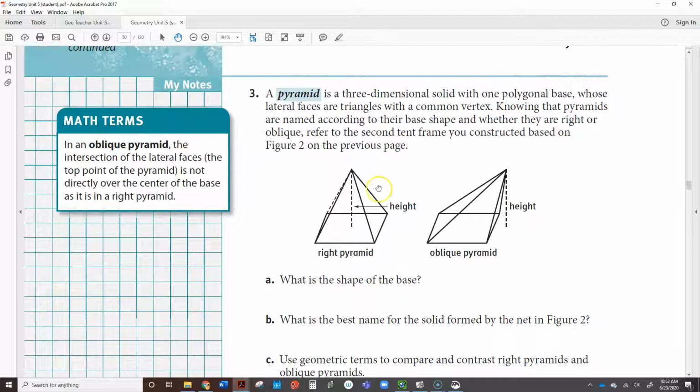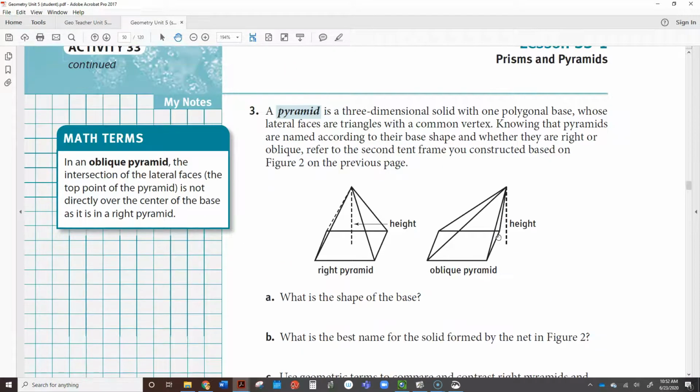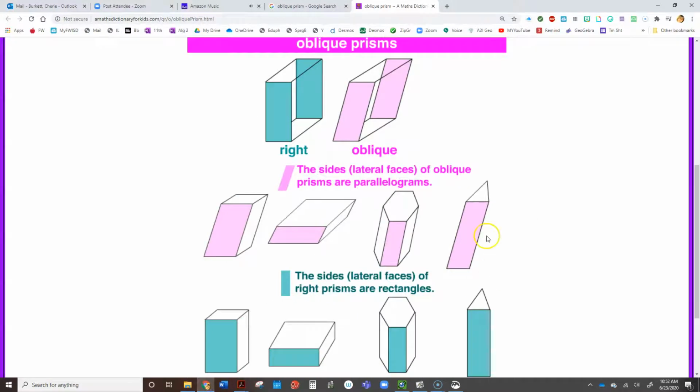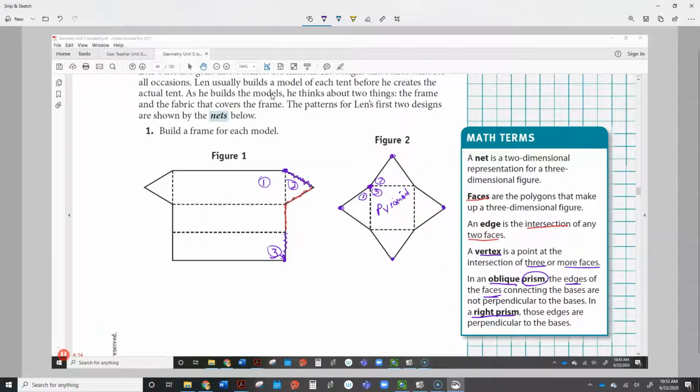For a pyramid and a prism both, the difference is the height. When you go back to these right here, the height of the right prism, I'll be able to write on this. The height of the right prism is going to be one of the lengths of its edges.